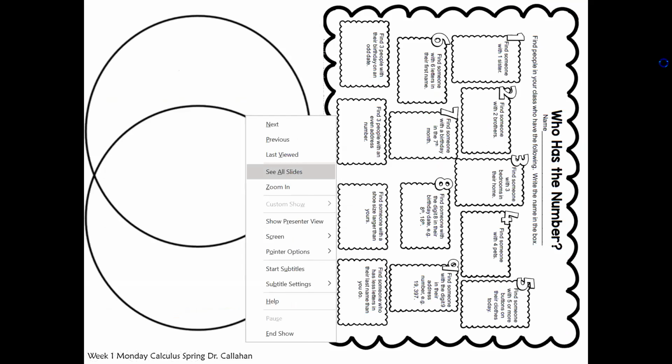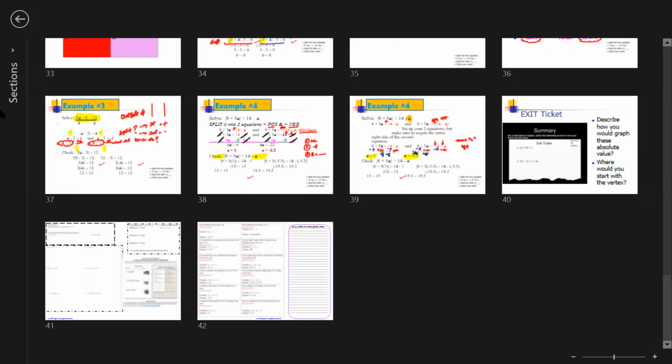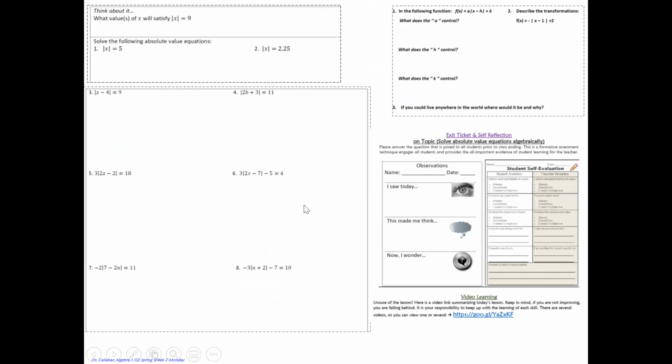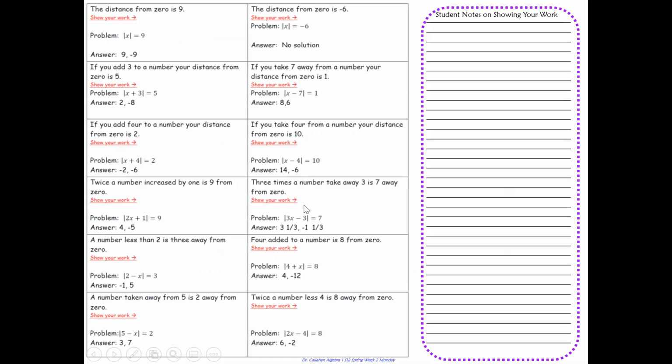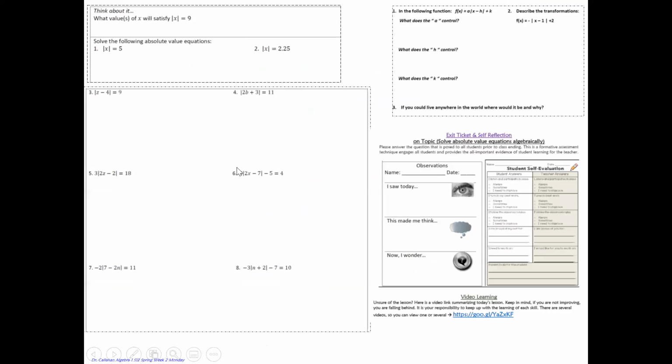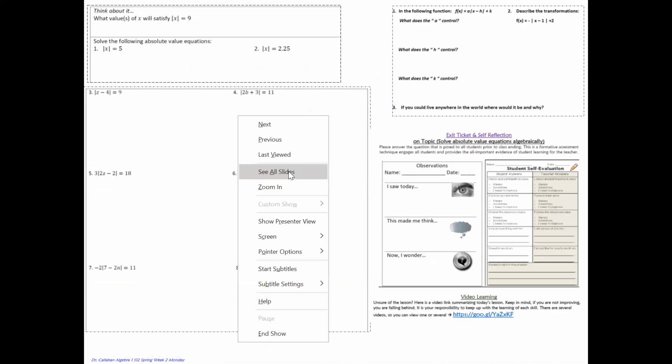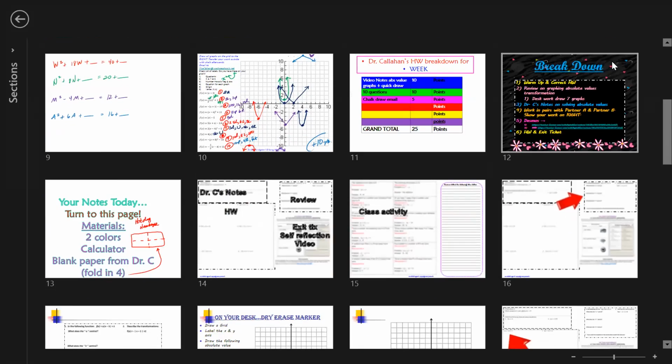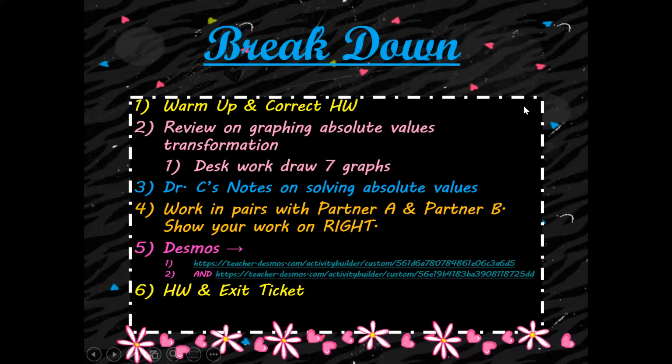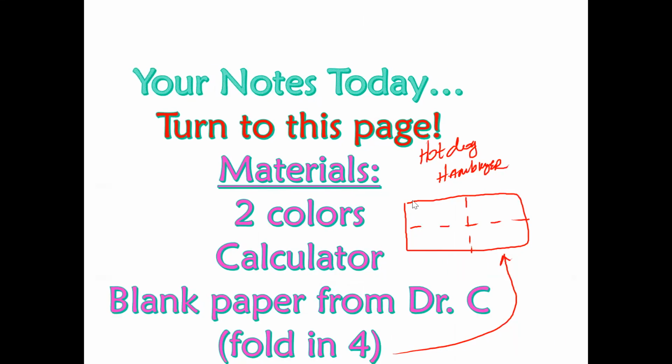All right, so today I want you guys to turn over to your guided notes for week 11, Monday. Your first page looks like this, followed by your second page. I'm going to start off with the first page right here. This is the breakdown of what we're going to be talking about. We're going to review graphing absolute values. My notes are going to be on solving absolute values. And then I'm going to have you work by yourself, not with a partner, to show your work with 2 different things, and then in the class with Desmos.